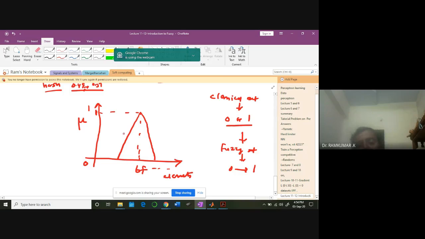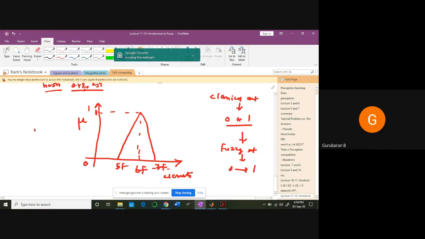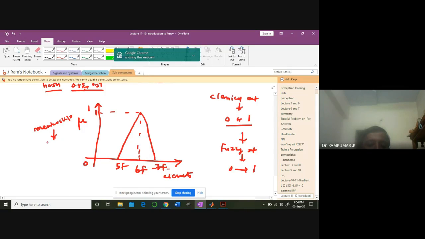Can somebody try to explain this graph a bit? From your end, what you are observing? Anybody? Gurparan? What is membership? Instead of limiting it to only 6, we are approximating as minus 1 from this side and plus 1 from there. Okay. So what is membership?